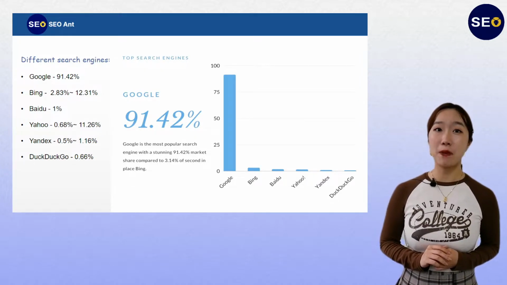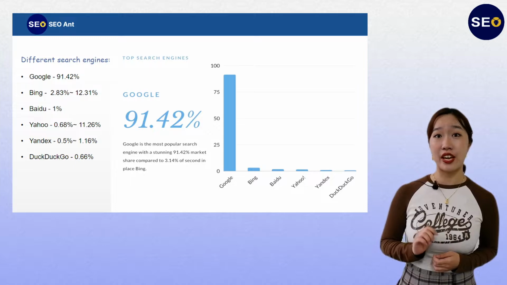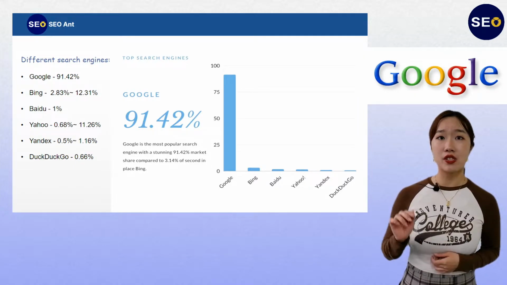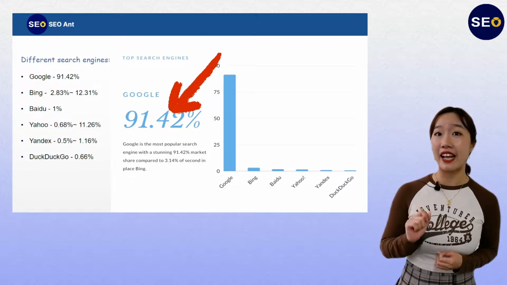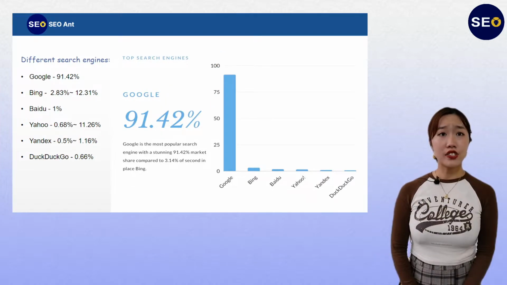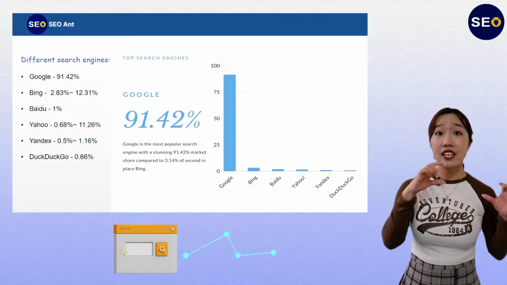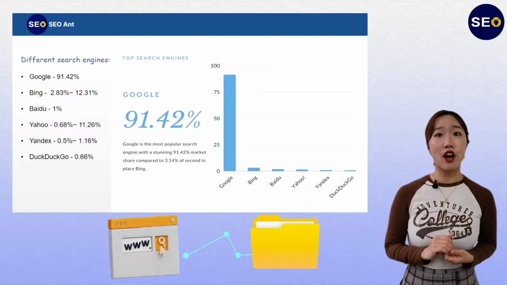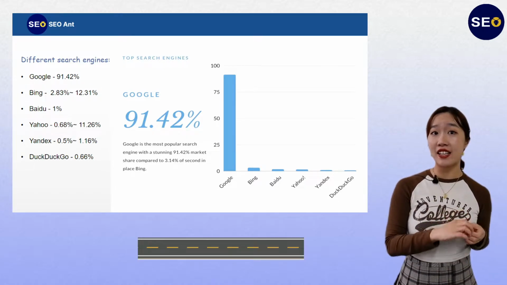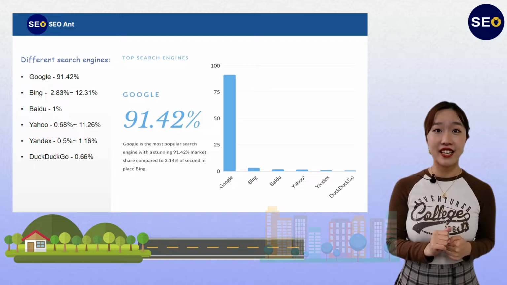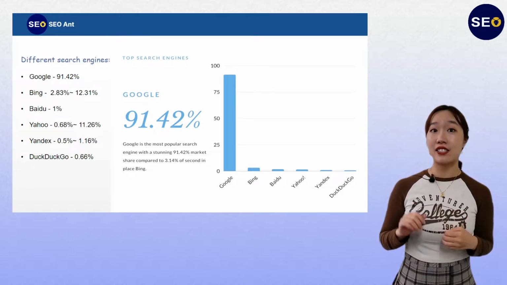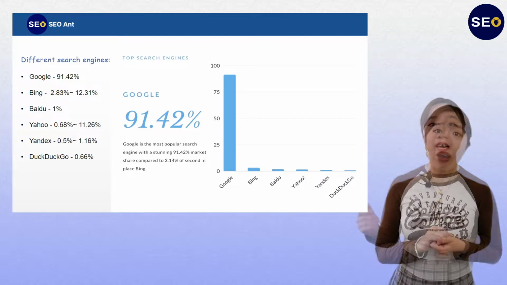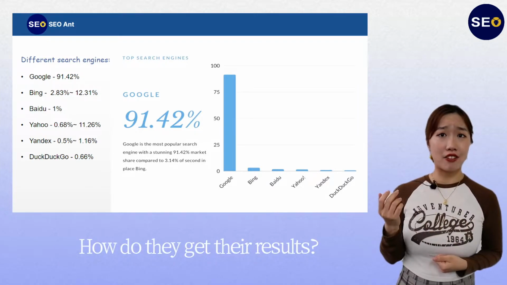Obviously, the most popular and the largest search engine is Google, which has a reported market share of 91% globally in 2022. Search engines follow links. Links connect pages and documents, much like roads connect villages and cities. By following these links, search engines collect data to show their users. But how do they get their results?